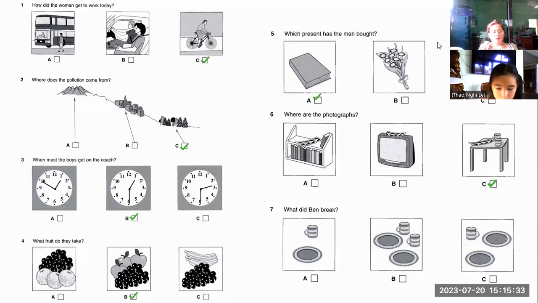Now listen again. Ben, what's this broken cup doing here? Sorry, Mum. I had an accident when I was washing up. You know those big dinner plates? You haven't broken them as well. Oh, just a couple. They slipped out of my hands into the sink, and the cup got broken as well. That is the end of part one.